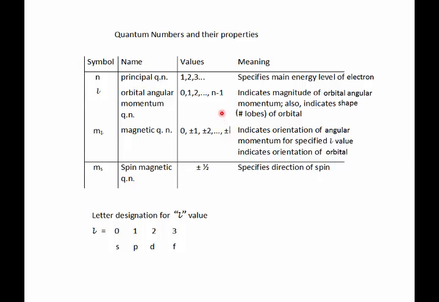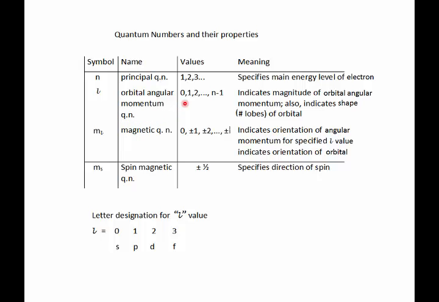Here's a chart that gives the 4 quantum numbers. This is the name provided for them, their possible values, and their meaning. The first quantum number, n, is called the principal quantum number, and it has integer values. The possible values are 1, 2, 3, 4, and so forth. The second quantum number, L, is called the orbital angular momentum quantum number. QN is the abbreviation for quantum number.